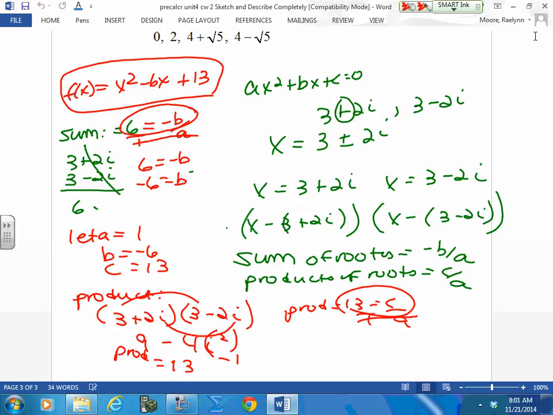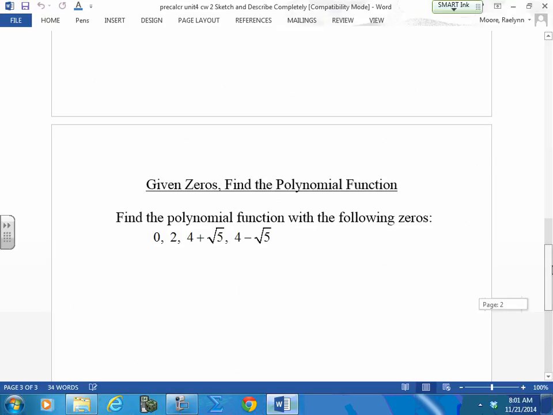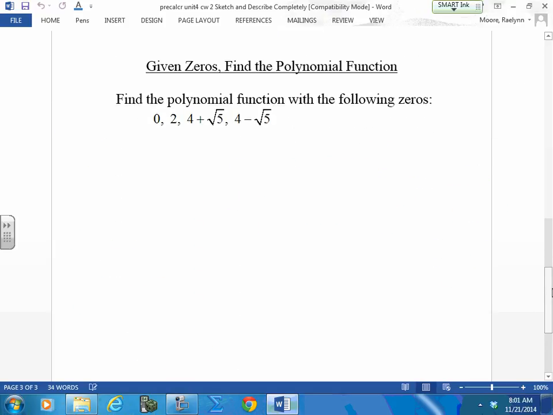Good? So, let's head to our original problem. I'm given these zeros, and I need to find the function that has these zeros. First of all, how many zeros do I have? 4. I have 4 zeros. So my highest exponent should be 4. Okay? Now, what are these called?